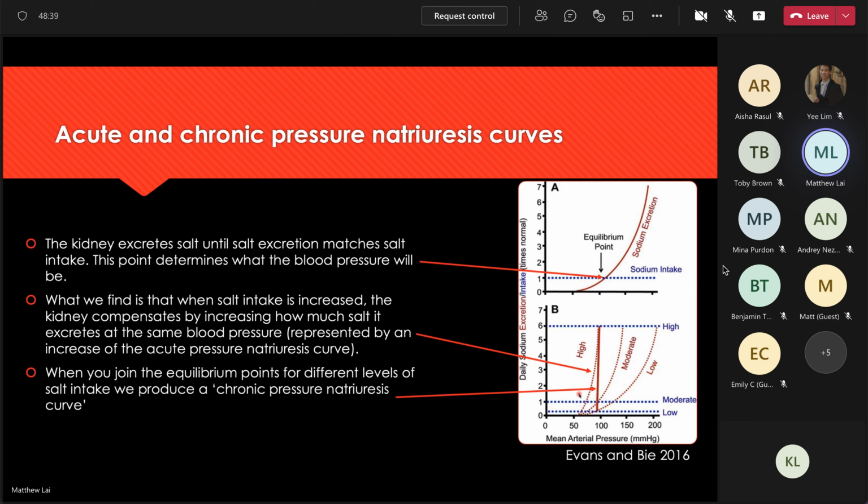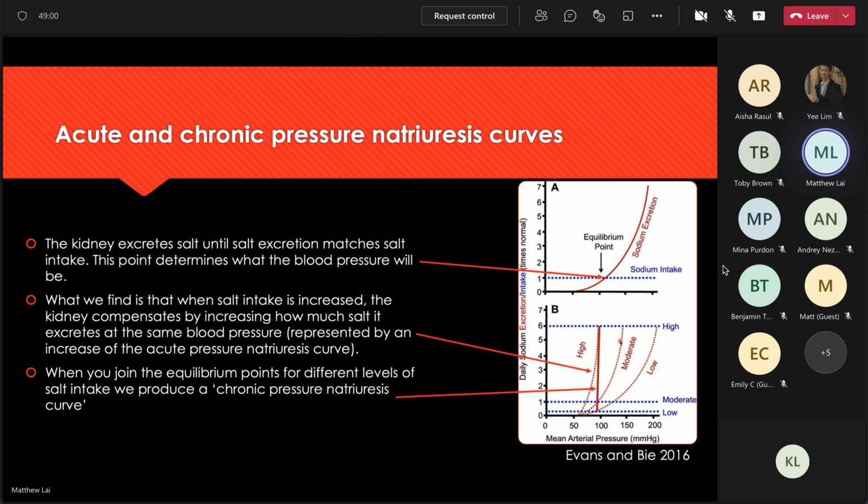And so this point where salt excretion matches salt intake determines what your blood pressure is going to be. And I've drawn a red arrow to it. And what we find is that when we increase salt intake, the kidney compensates by increasing how much salt it excretes at the same blood pressure. This is represented by a shift in the pressure natriuresis curve.